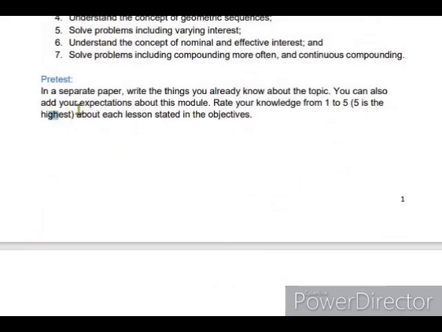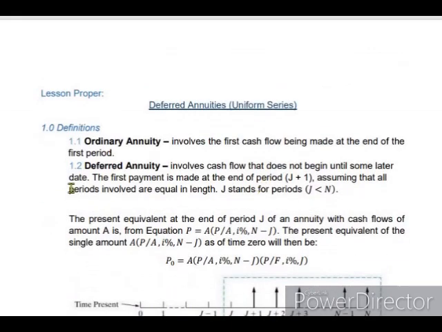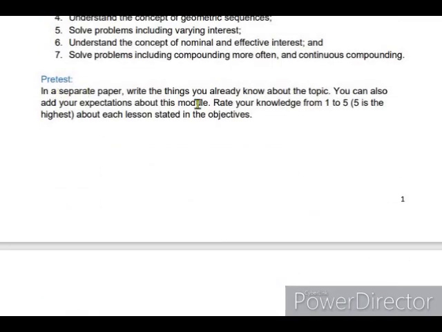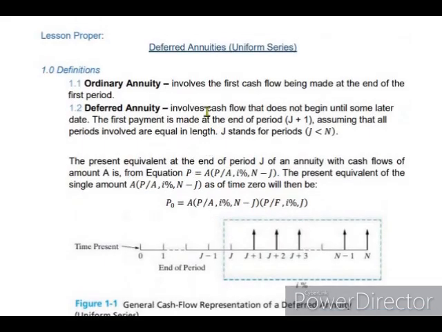So for the pre-test, it is the same with the pre-test in the previous modules. Okay? So for the lesson proper, dito sa pre-test nyo, pwede nyo na lang isabay yung sagot nito sa pagpapasa ng sagot nyo sa module na to. Okay? So sa lesson proper, deferred annuities na or uniform series.